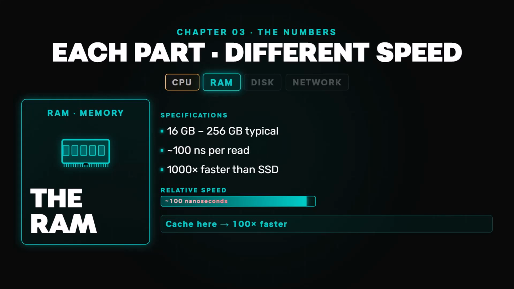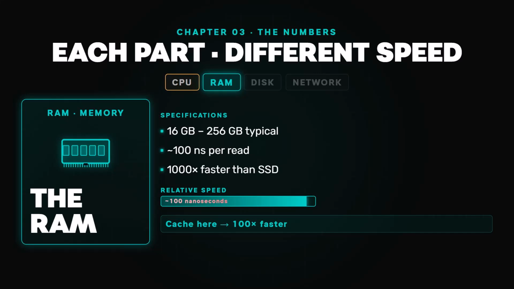Next is RAM, your memory. A typical server has anywhere from 16 GB to 256 GB of RAM. It is incredibly fast. Reading from RAM takes nanoseconds. Compare that to reading from disk, which takes thousands of times longer. This is why caching exists. Move data from disk to RAM and it's 100 times faster.